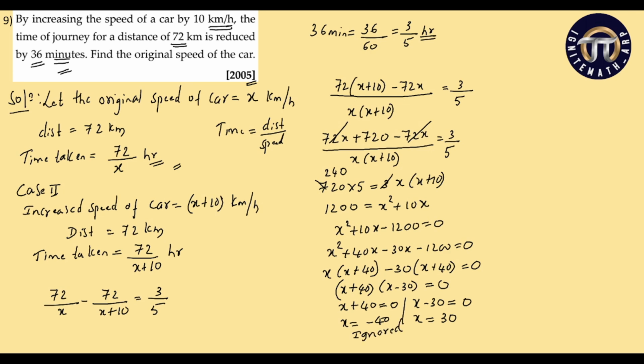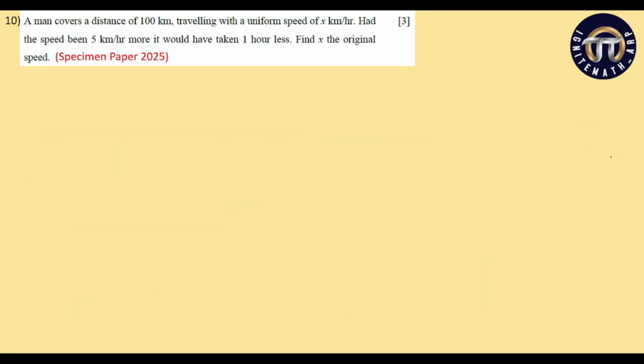Can you tell me why it is ignored? Because speed cannot be negative. So I can say the original speed of the car is equal to 30 kilometer per hour. Okay, so I found out the original speed of the car. So now let me go ahead with the next question.